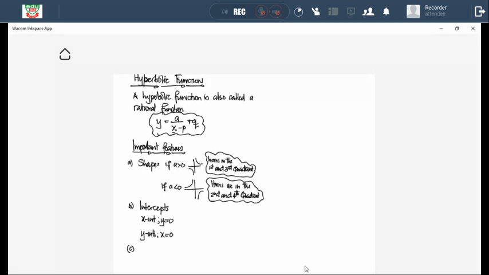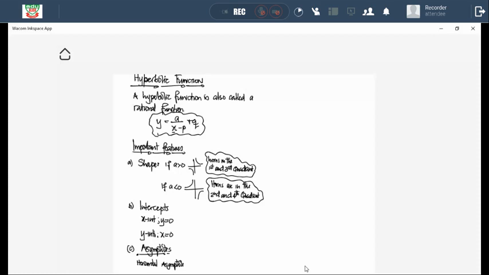the asymptotes. We are going to look at what we call the asymptotes. We've got two types of asymptotes when you're dealing with a hyperbolic function. We've got what we call a horizontal asymptote.